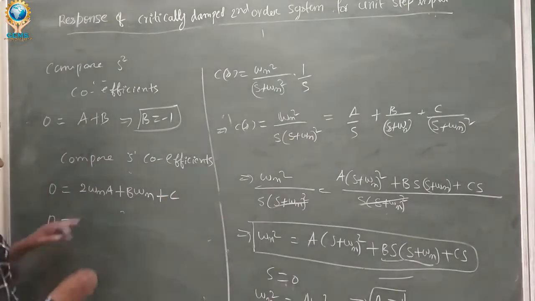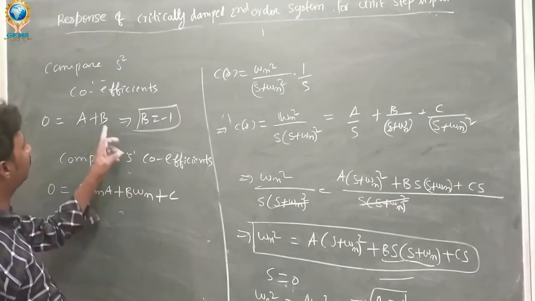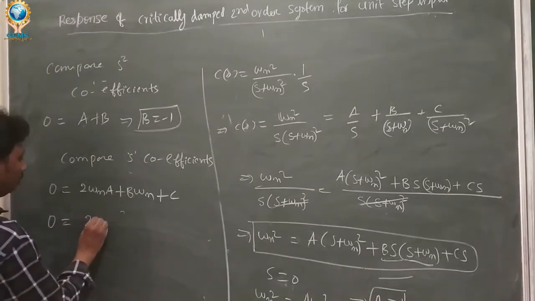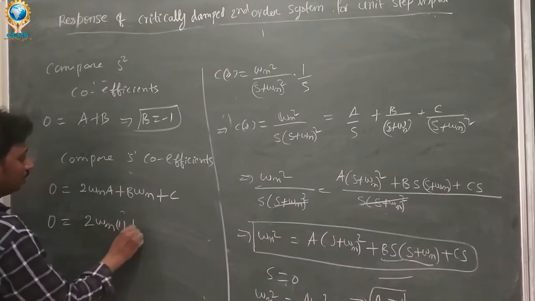So now, you already know the A and B values. What is the A value? A is equal to 1. What is the B?